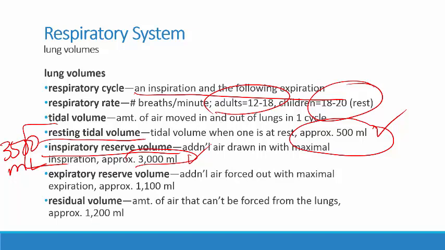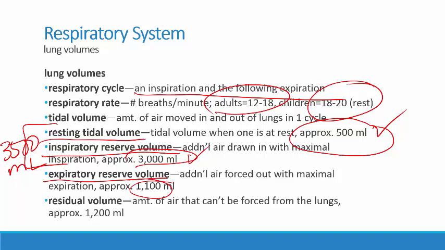Okay, so now if you're just sitting there and you're doing a resting exhalation, so you exhale 500 milliliters of air, and then you really clamp down with the abdominal muscles and with your internal intercostal muscles, you can force out a lot more air. That's the expiratory reserve volume, and it equals about 1,100 milliliters.